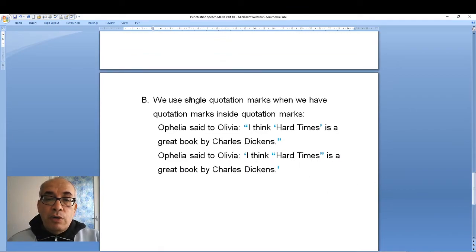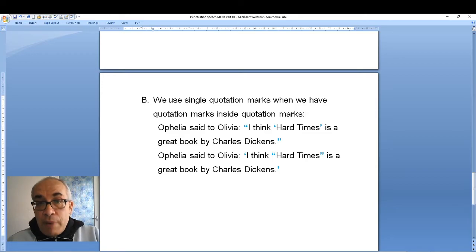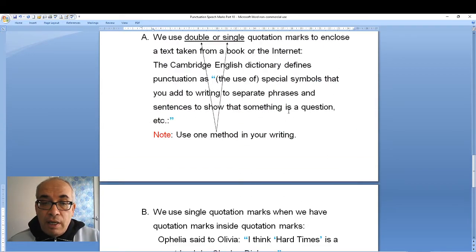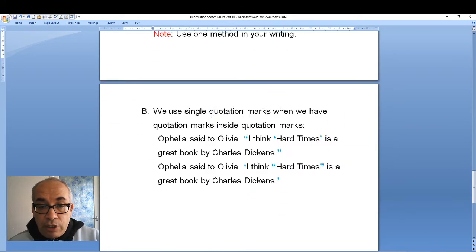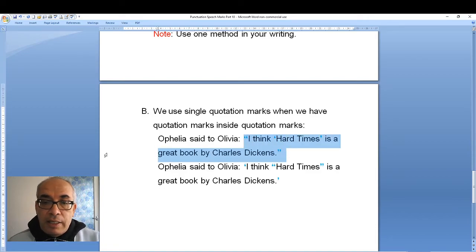Number B, we use single quotation marks when we have quotation marks inside quotation marks. Here you must use single. Here in this sentence I said you can use single or double, but here you must use single. "Ophelia said to Olivia, I think 'Hard Times' is a great book by Charles Dickens." So from here to here, this is what Ophelia said, and this is direct speech.